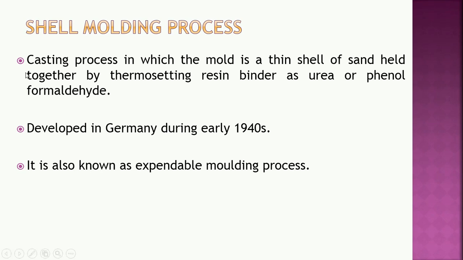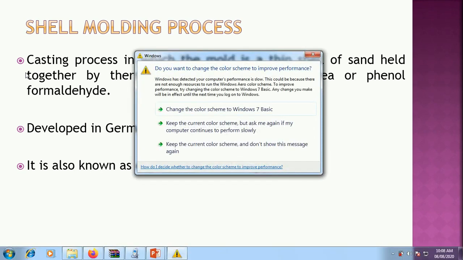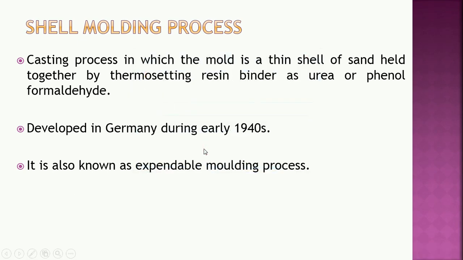In the case of the green sand molding process, we have seen that the silica sand is mixed with binding material and moisture. But in this case, we have to mix silica sand along with thermosetting resin binder, urea or phenol formaldehyde, in the proportion of 4 to 5 kg for every 100 kg of silica sand, which is thoroughly mixed. This technique was developed in Germany. It is also known as an expandable molding process.